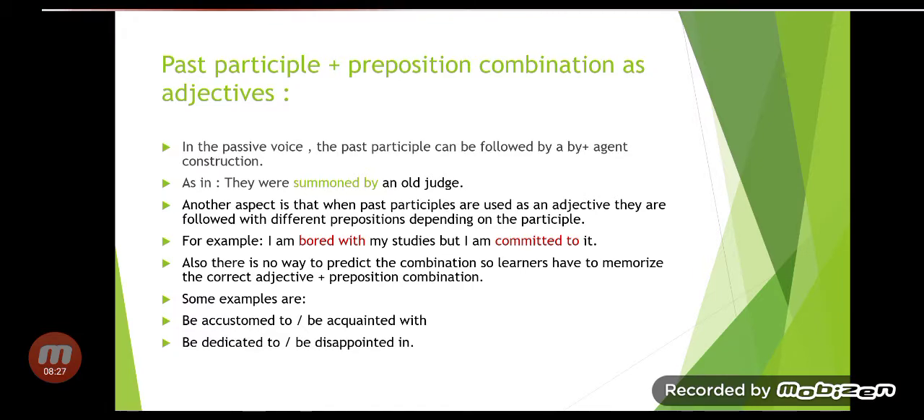So what is the ideal situation to do it? As written in the handout, there is no way to predict the combination. So learners have to memorize the correct adjective plus preposition combination in order to use it. Some of the examples are be accustomed to and be acquainted with. Now I cannot use be accustomed with. I have to use be accustomed to. Now be dedicated to and be disappointed in. So these are the examples that we have to keep in mind.